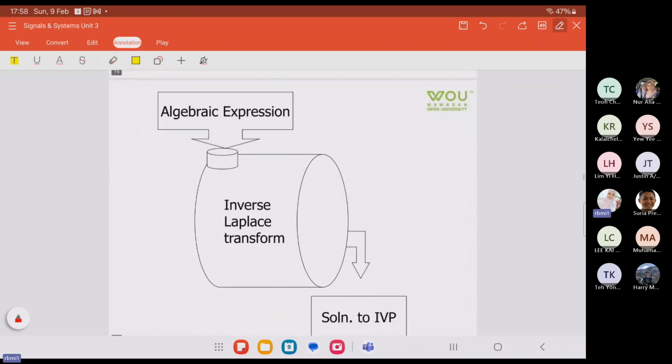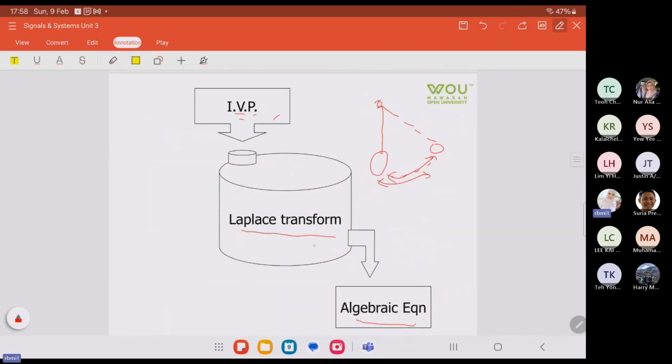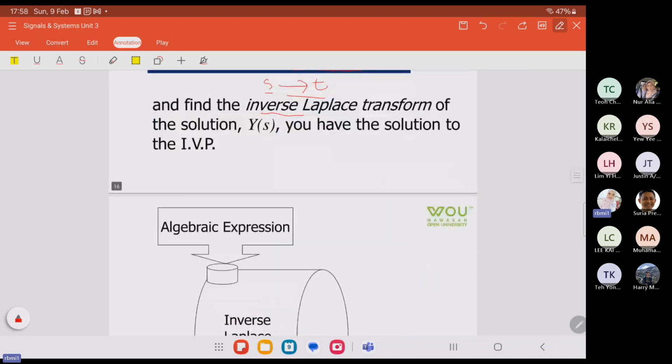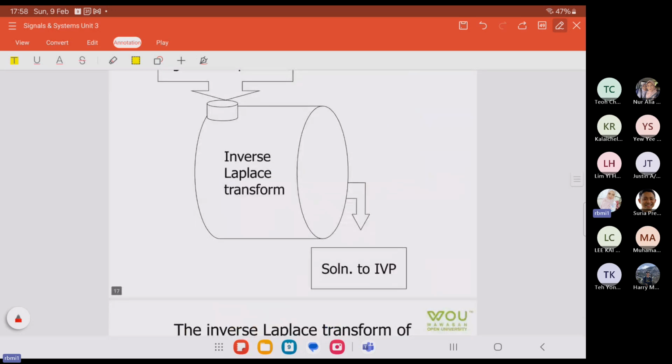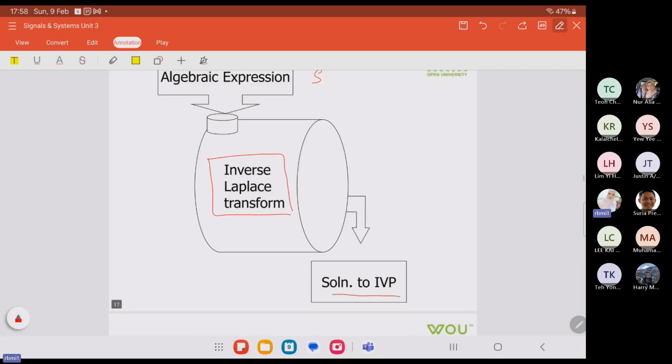Previously, we had the initial value problems, we got the Laplace transform, and then we got the algebraic equations. But if we have the algebraic equations, we can take the inverse Laplace transform to get the solutions of the IVP. This is in terms of S domain, and the IVP, initial value problem, is in the T domain. Normally, the initial value problem will be given the initial condition.